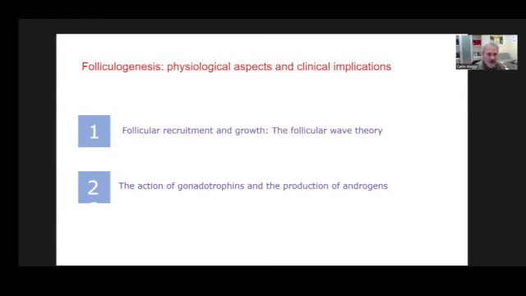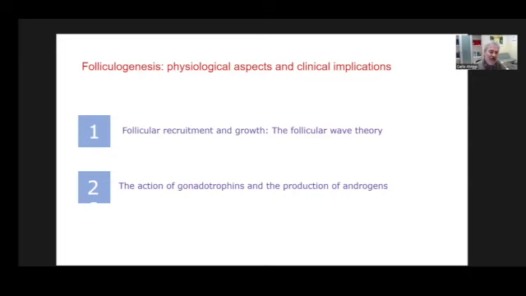I will discuss with you how follicular recruitment and growth occur throughout women's life. And in particular, I would like to share with you some information concerning the follicular wave theory. And I will spend some time to discuss with you how we can employ this kind of information in our ovarian stimulation, in our daily clinical practice.